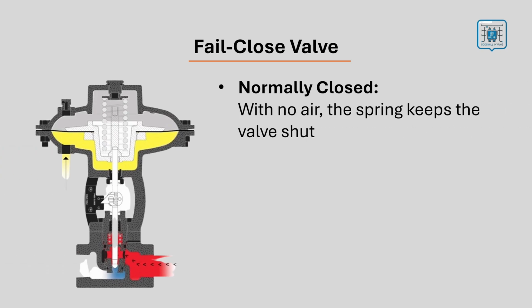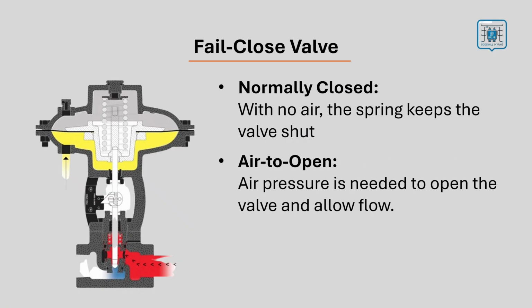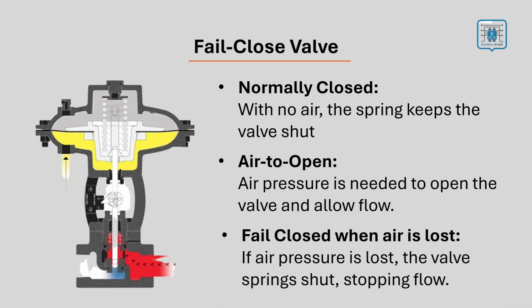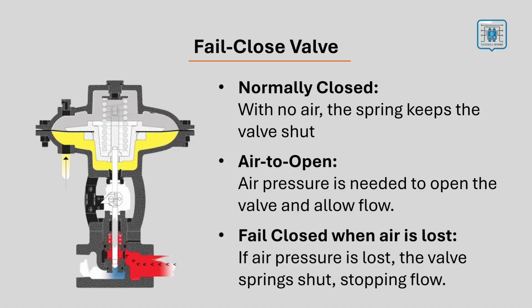A fail-closed valve works the opposite way. It's a normally closed valve, and the spring keeps it shut when there is no air. It operates on an air-to-open principle, meaning air pressure must be applied to open it and allow flow. If the air supply is lost, the spring forces the valve shut, cutting off the flow immediately to prevent possible hazards.